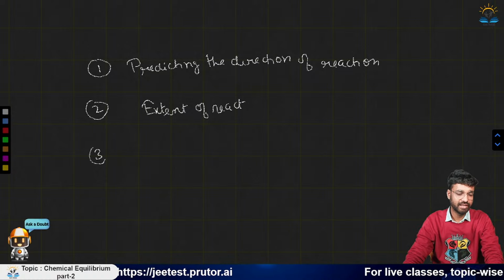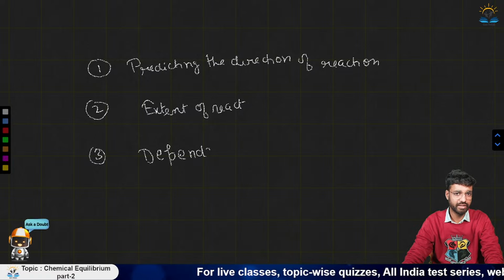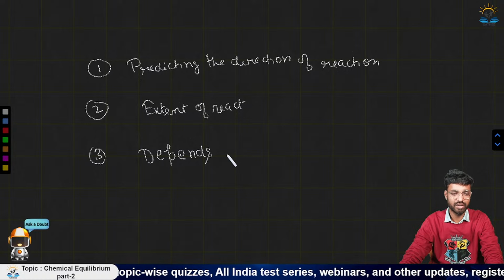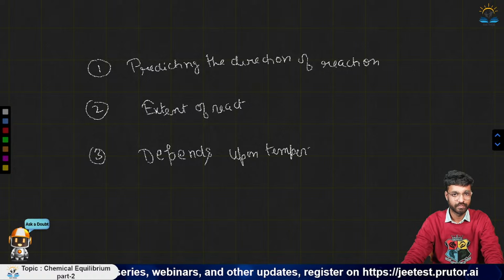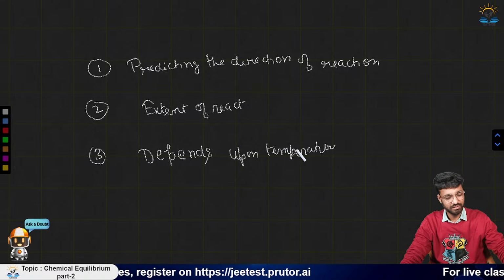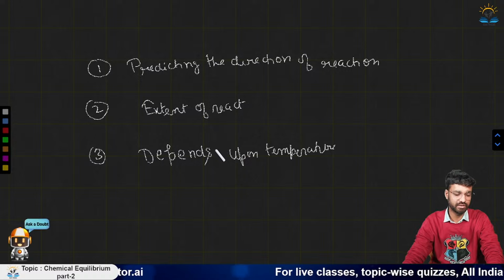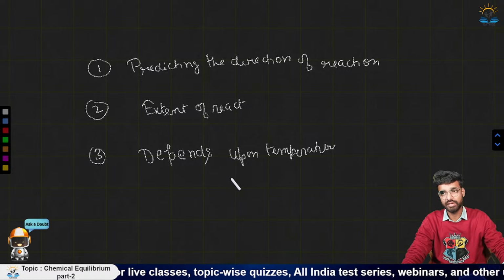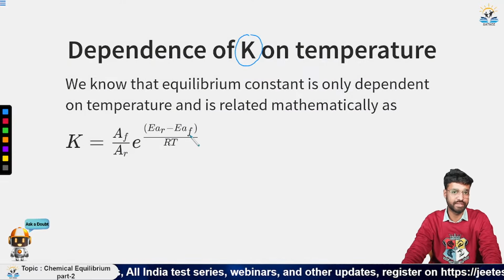The third characteristic was dependence on temperature. We have only seen that K depends upon temperature, but we have not done any qualitative analysis. It is true that upon increasing the temperature, the rates of both forward and backward reactions increase. But what is the net effect on the equilibrium constant? We do not know, so we will study that today, with a qualitative analysis of the temperature effect on the equilibrium constant.